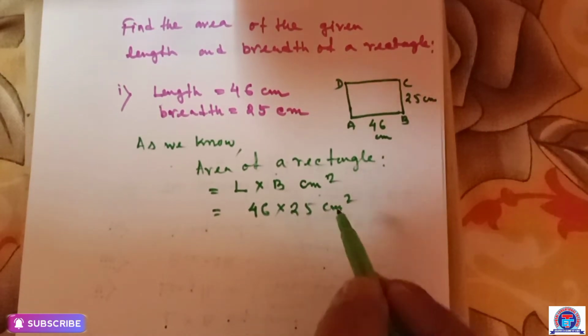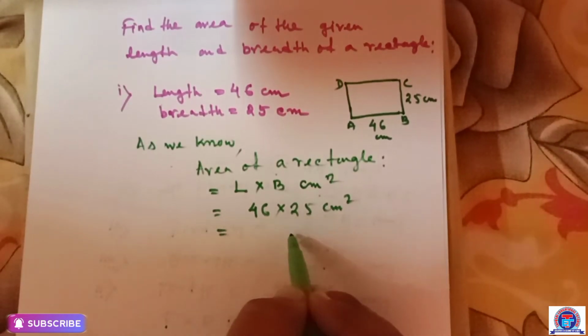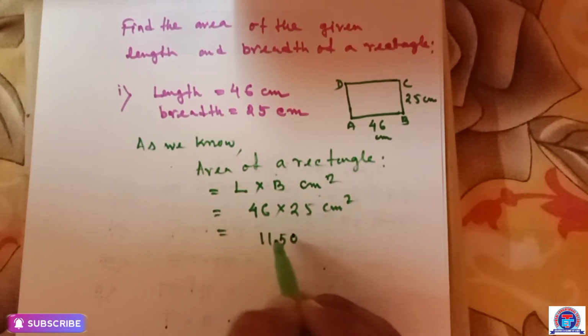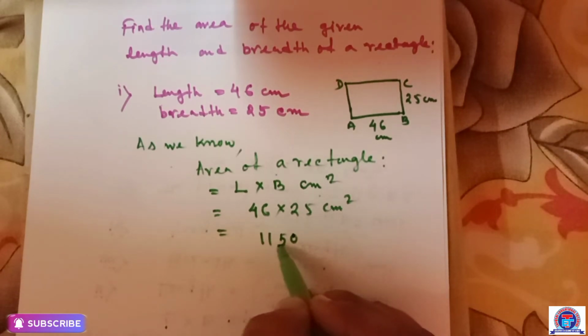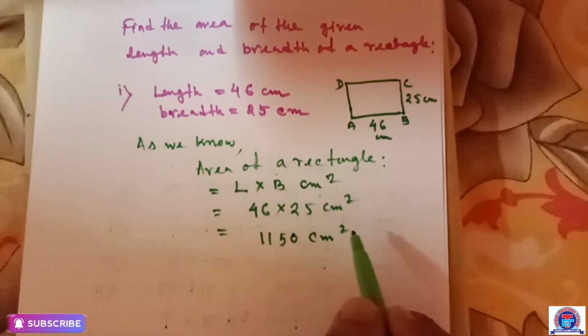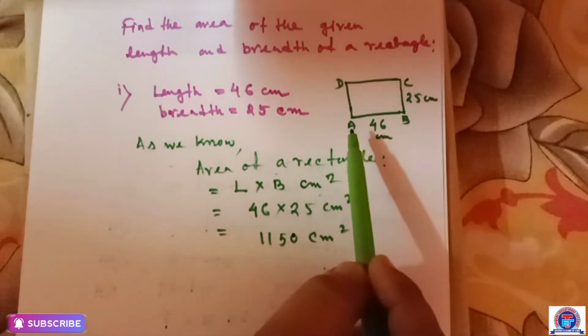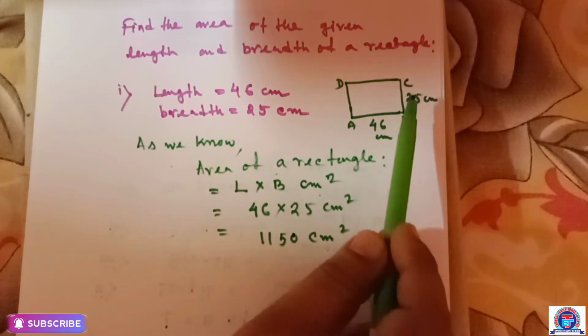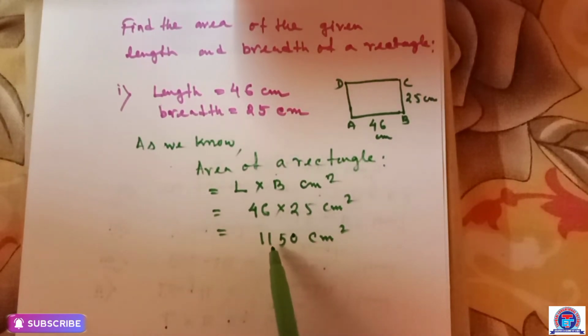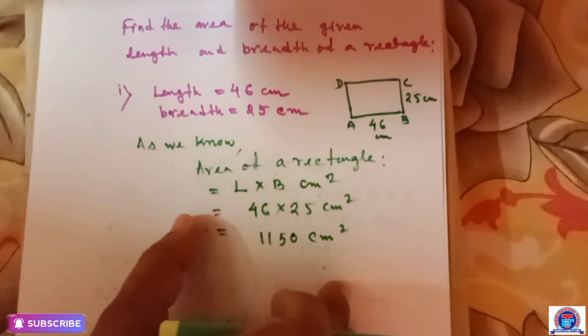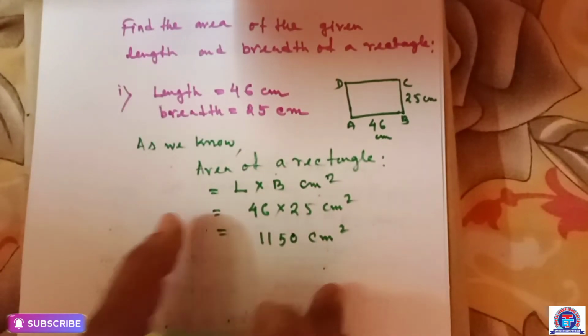So now we multiply, then it will become 1150 centimeter square. So on the basis of the question, the area of the rectangular field ABCD is 1150 centimeter square. Right student? Hope you understood these mathematical problems.